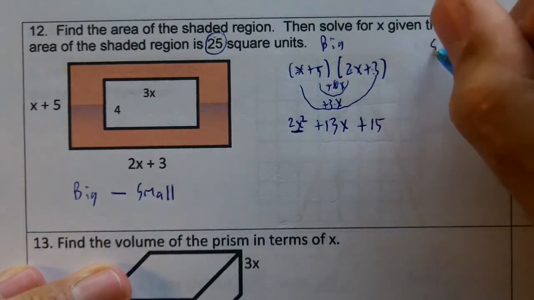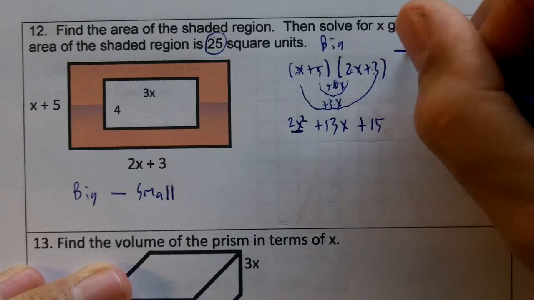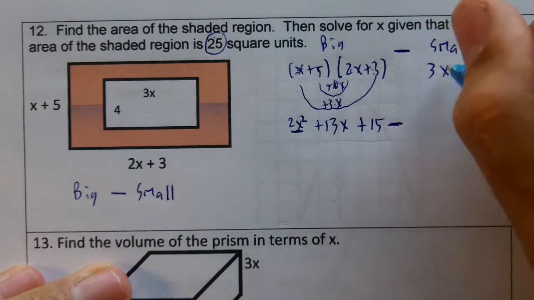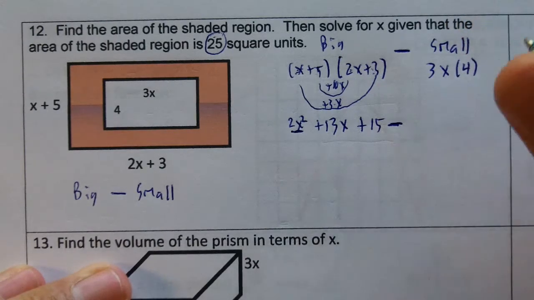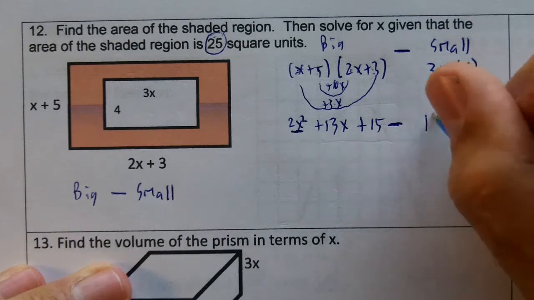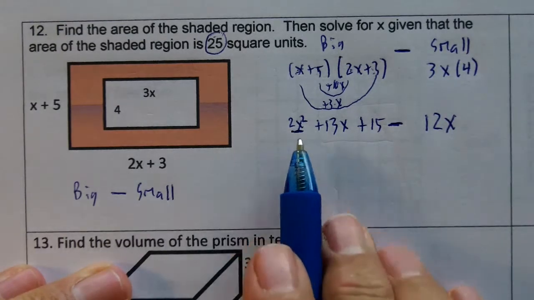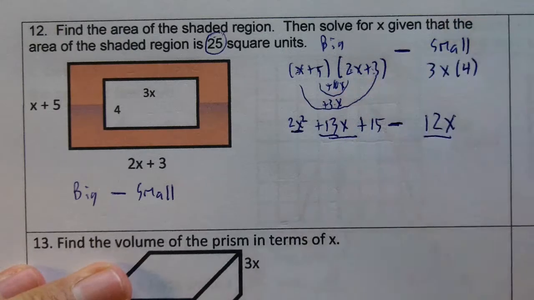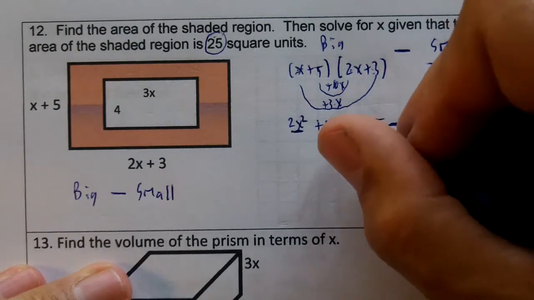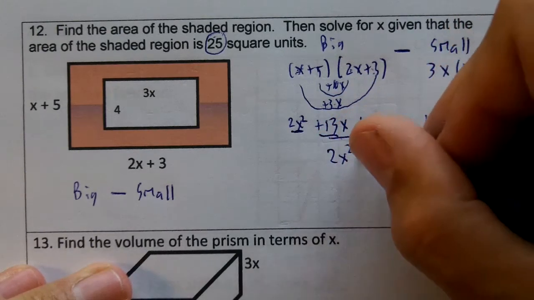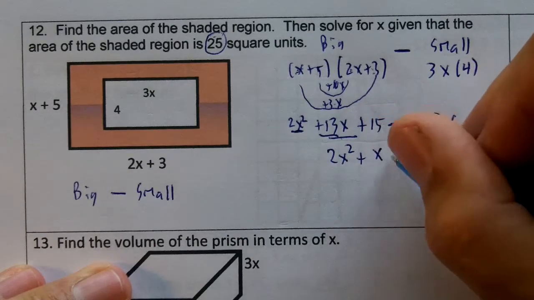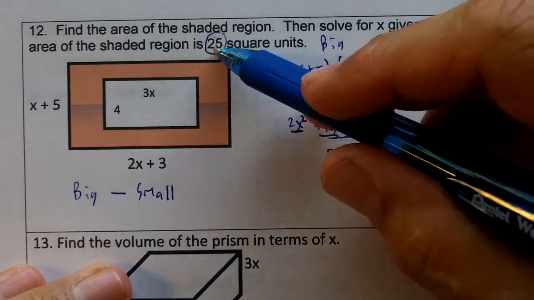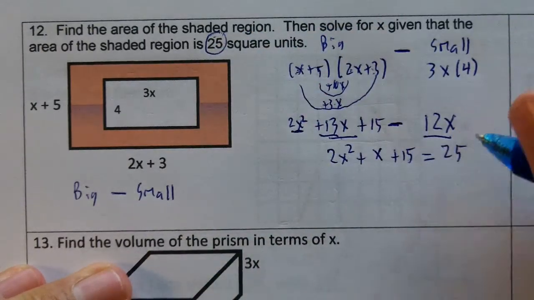And now we're going to get the small rectangle, and we're going to subtract it, right? So we're going to have a minus sign here, and it's just 3x times 4. 3x times 4 is what? 12x. So if you subtract this, 13x minus 12x, all we could group are the x's, right? So we're going to group 13x and 12x. We'll have 2x squared plus 1x plus 15 equals, and the area of that shaded region is 25 square units.